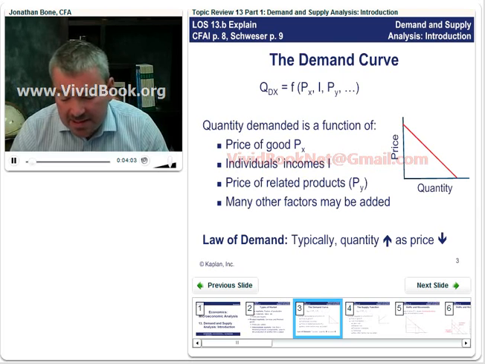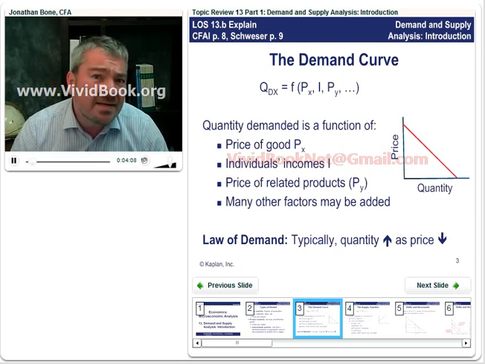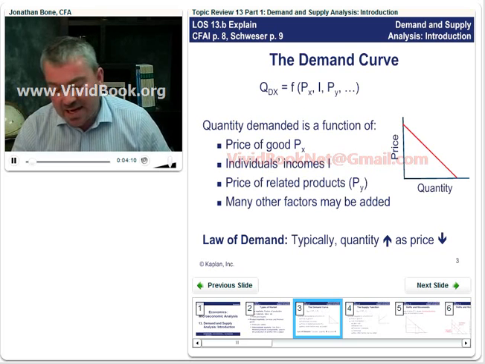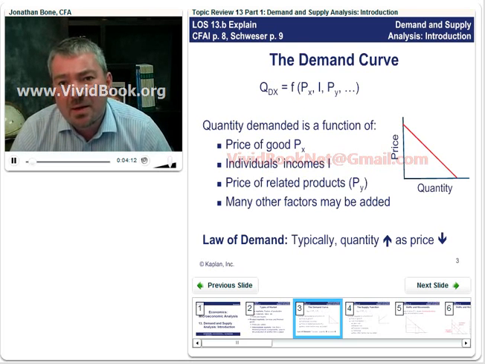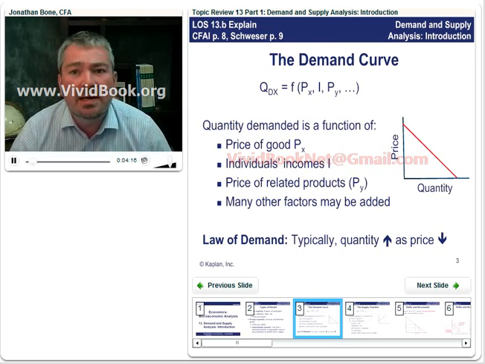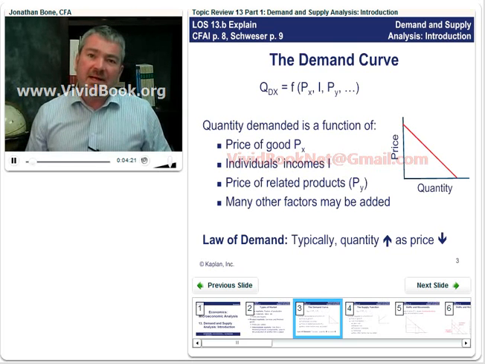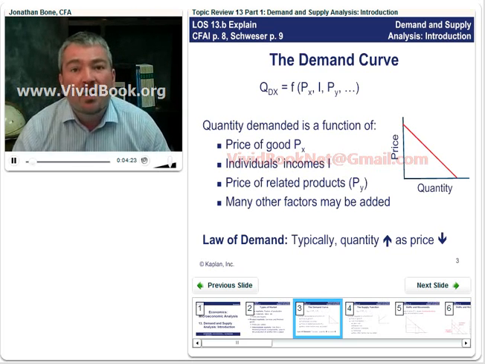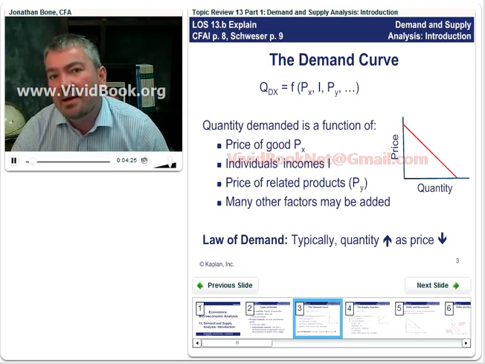Okay, so we're expecting a negative relationship between quantity and prices. What about individuals' income? As individuals' incomes essentially rise, we'd expect them to demand more. Essentially, they've got more disposable income, so they should consume more products. So we'd expect maybe a positive relationship with income. Again, might not always be the case, and we'll talk about that a little later.